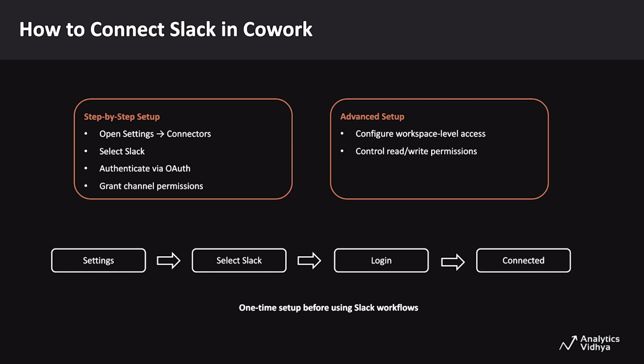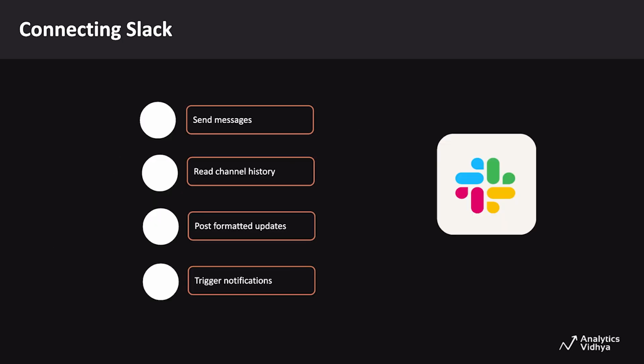Just like Notion, we have another connector called Slack. Before using Slack, you need to connect it through the connector section. Authenticate your Slack workspace and grant access to relevant channels. You can also control permissions depending on whether you want read-only or full automation. Now, let's move to Slack.